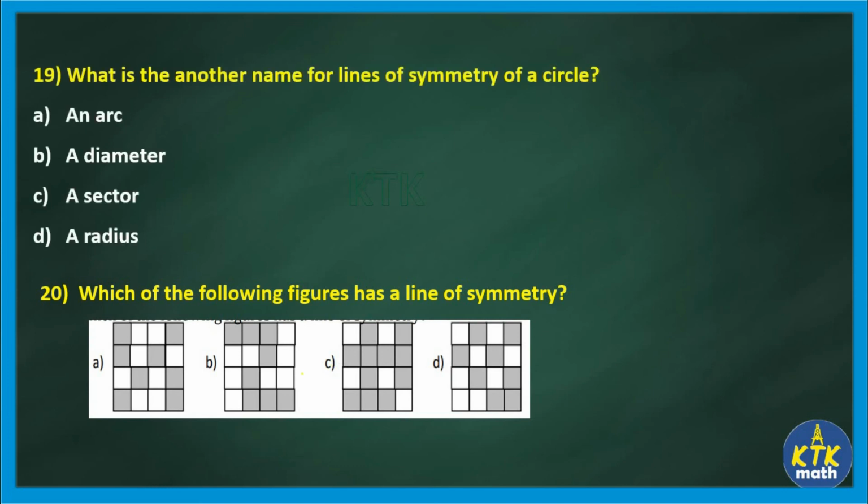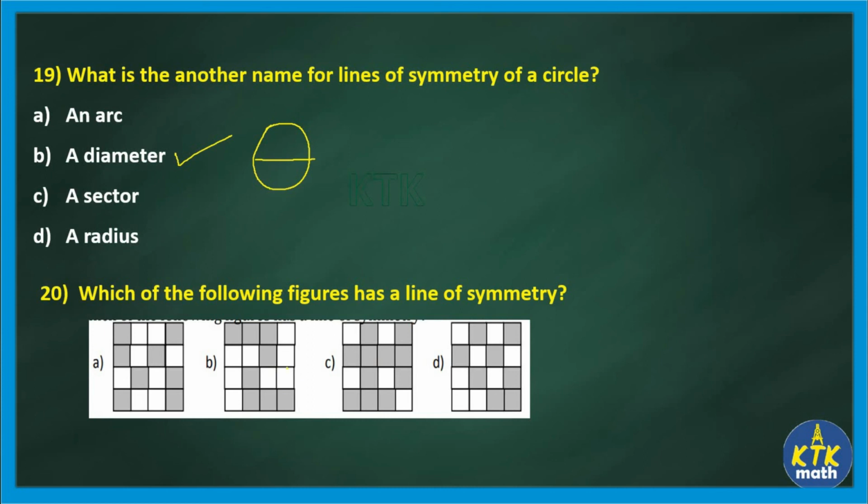What is the another name for lines of symmetry of a circle? This one I told you earlier. We know that when you are considering a circle, the diameter acts as the lines of symmetry. It divides the shape into exactly two halves. Therefore, the 19th answer is B. And question number 20, the last question of this video.